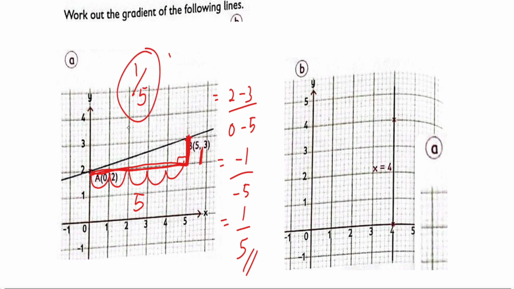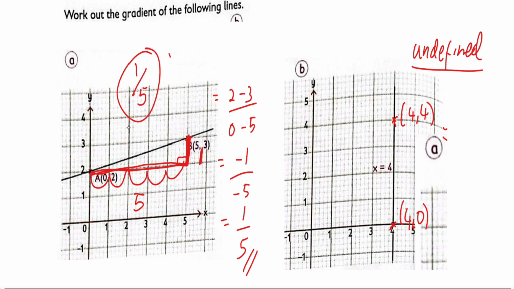Now let's try out this one. For the other question, obviously I know my answer will be undefined, because for any vertical line, the gradient is always undefined. But let's try it out. We can take any point. Let's take this and this. This point is regarded as (4,4) because the x is 4 and the y is 4. This one is (4,0). You do the same thing.